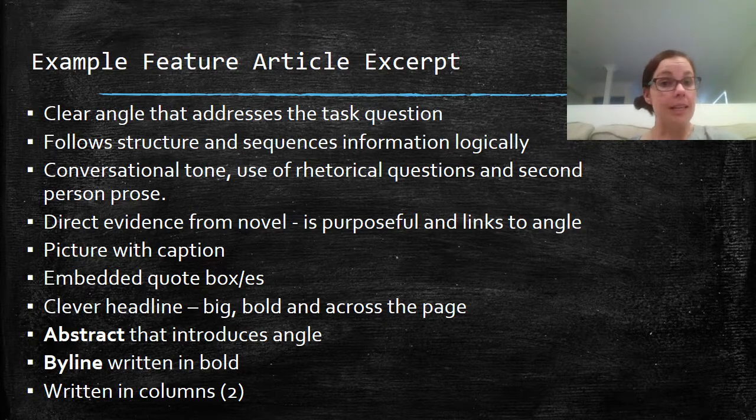You must have at least one picture with a caption, at least one embedded quote box, a clever headline that's big, bold, and across the page, an abstract that introduces your angle and is in bold, byline, which is your name as the author, and then the rest of the text is formatted in 2 columns, not 4, 3, 5, or anything silly, just 2.